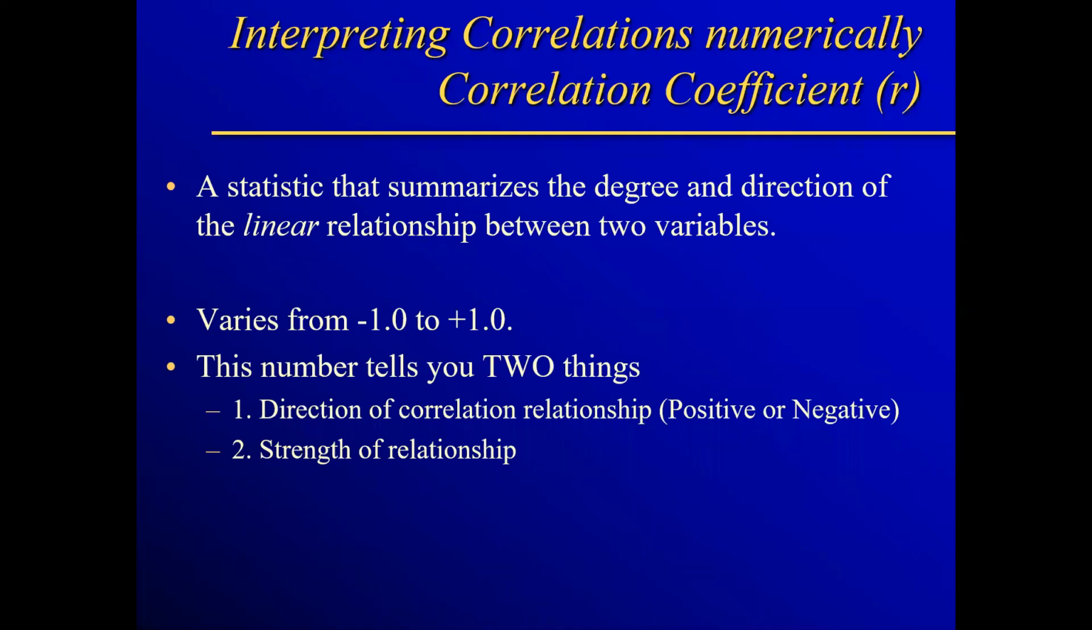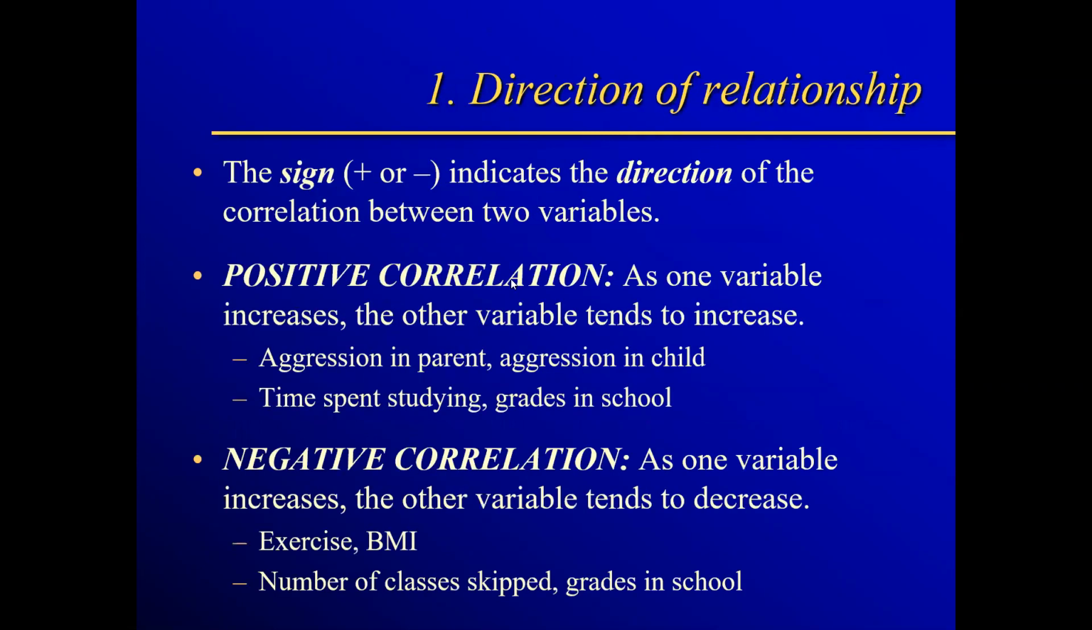So this number tells you two things. It tells you the direction of the correlation relationship, whether it's positive or negative, so whether it's a positive correlation or a negative correlation, and it tells you the strength of the relationship. We're going to talk about both of these today, but we're really going to focus on the first one. There's like a 5-minute mini lecture that I'll upload that talks about the strength of the relationship more in depth. So it tells you two things, direction and strength. So let's talk about direction.